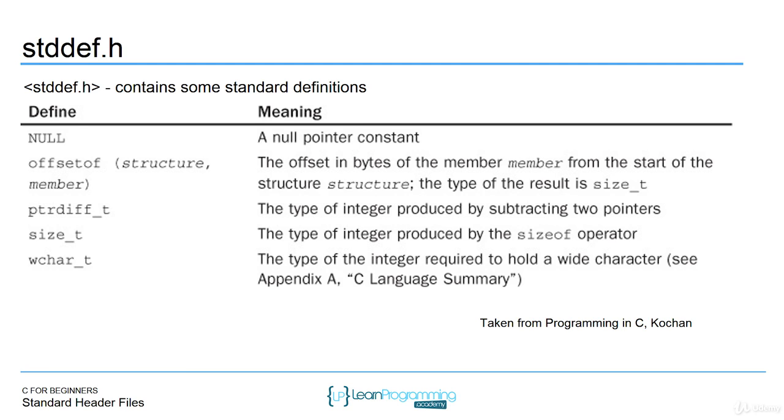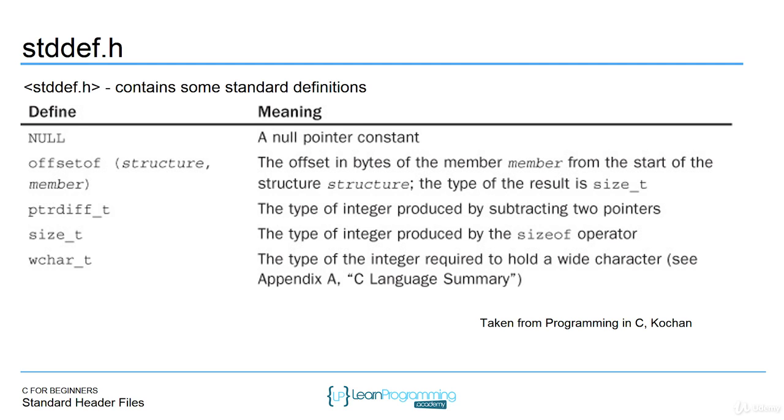These are some of the files that we haven't actually discussed yet that I wanted to mention. So stddef.h has some constants and functions. It has NULL for the null pointer constant. It also has an offsetof macro, which takes a structure and a member. This is the offset in bytes of the member from inside the structure, and it returns a size_t. There's a type called ptrdiff_t. This is the type of integer produced by subtracting two pointers.